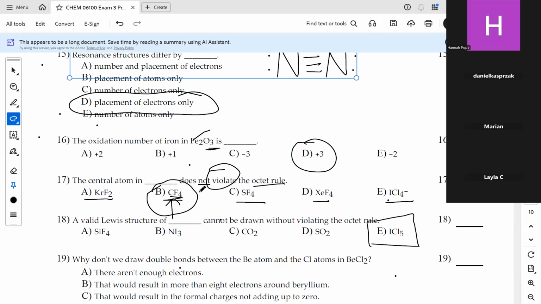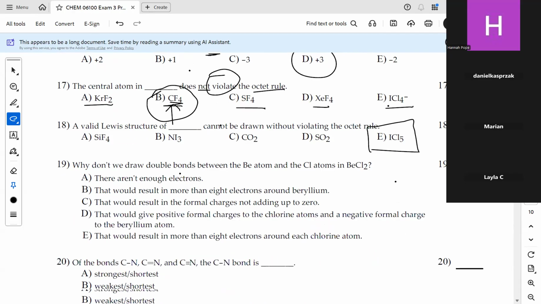I would start there with that Lewis structure, confirm that it doesn't violate the octet rule, and I could move on with confidence. That's why I started there with carbon tetrafluoride, because carbon cannot do the expanded octet. All right, so let me know if that answered your question. Okay, cool.